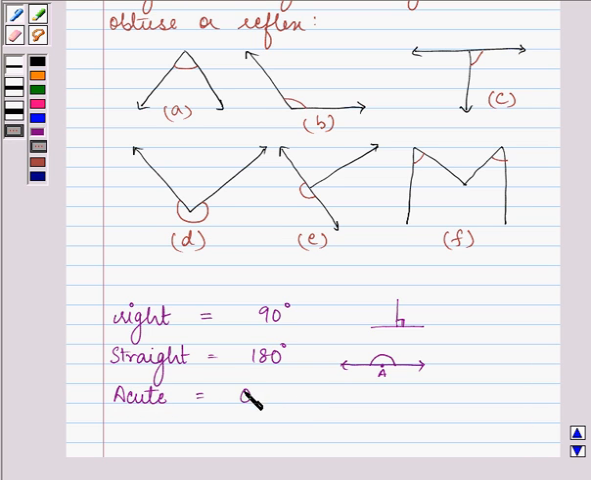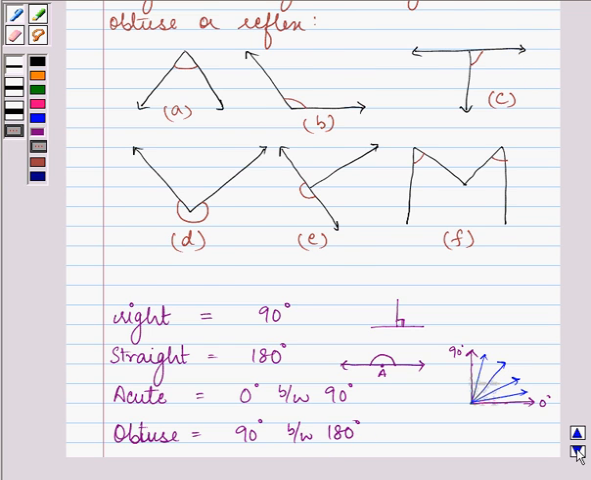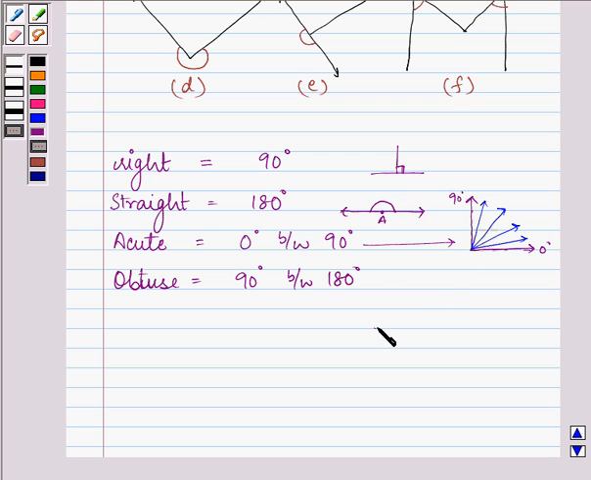Acute angle is an angle which lies between 0 degrees and 90 degrees. 0 degree is this, 90 degrees is this. So it will be lying between it. Obtuse angle lies between 90 degrees and 180 degrees. That means it is a little more than 90 degrees and less than 180 degrees. So it lies in this direction or in this quadrant.